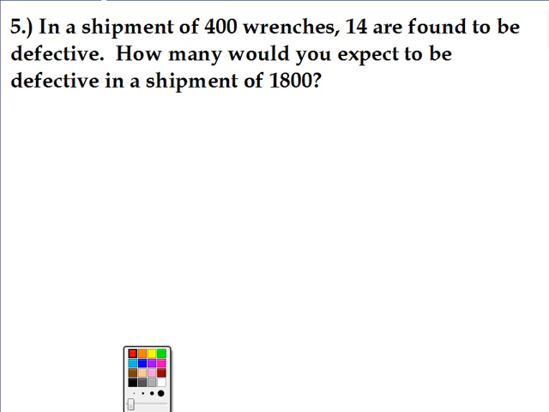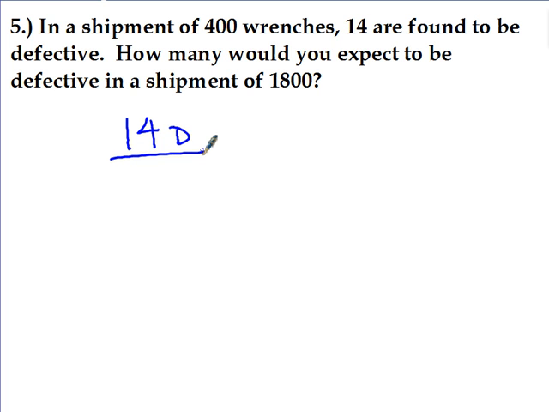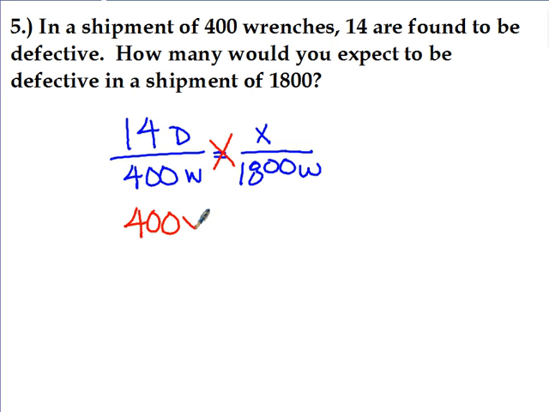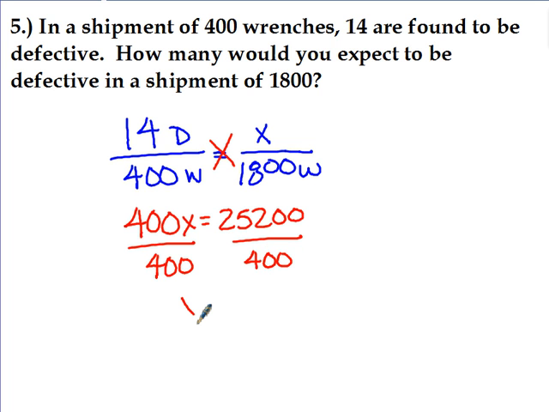So in a shipment of 400 wrenches, 14 are defective. How many would you expect to be defective in a shipment of 1,800? So I have 14 defective in a shipment of 400 wrenches. So how many would be defective in a shipment of 1,800 wrenches? So I set it up like this. Now I can cross multiply. So 400x equals 25,200. Divide by 400. And I would expect there to be 63 defective wrenches.